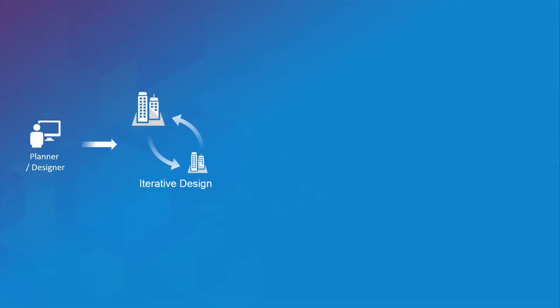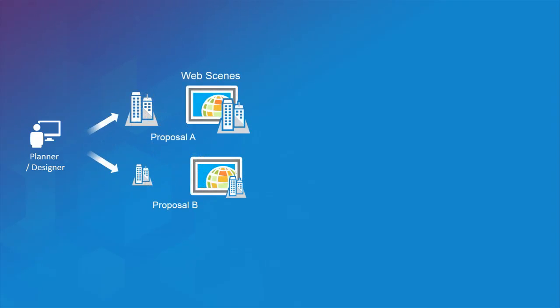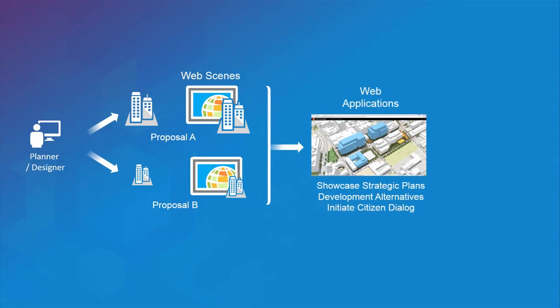And so CityEngine is really to empower the planner or designer when it comes to iterative design in 3D, and to support the evaluation process of multiple proposals. Being able to very quickly create multiple scenarios and have that side-by-side comparison that's possible in web scenes. We can also start to look at building web applications that take these web scenes and allow you to showcase strategic plans, development alternatives, and really initiate that citizen dialogue at a community meeting.